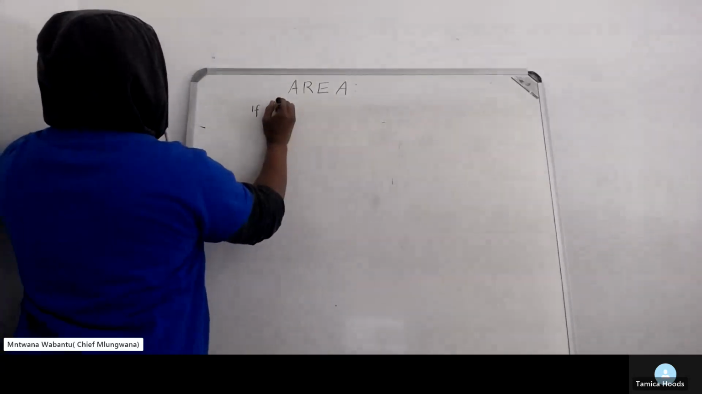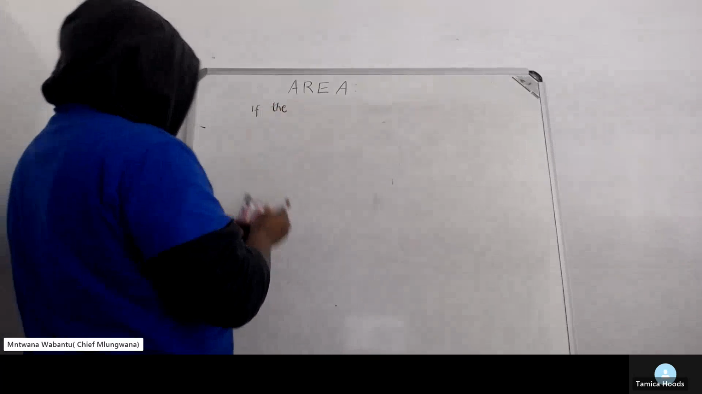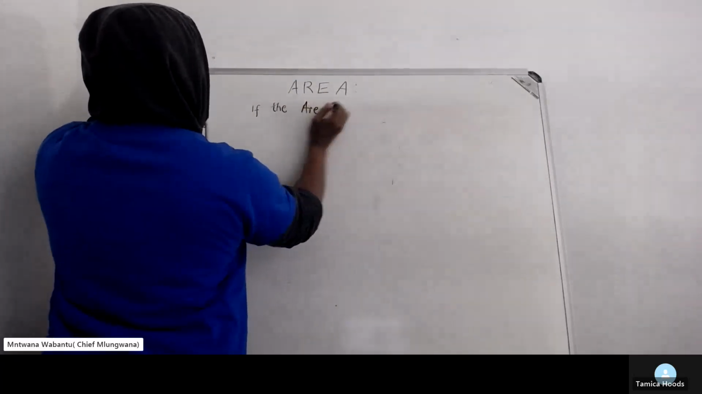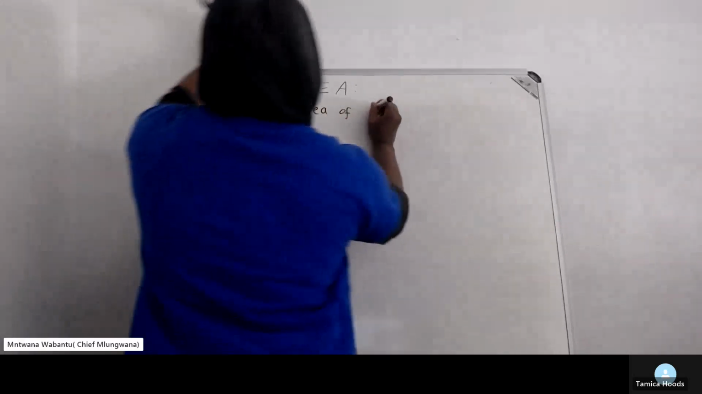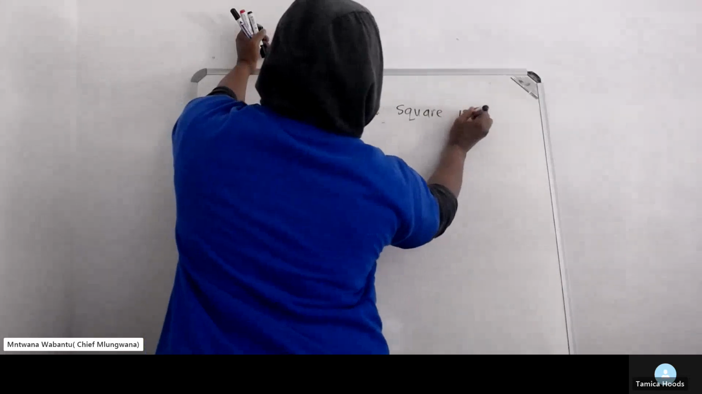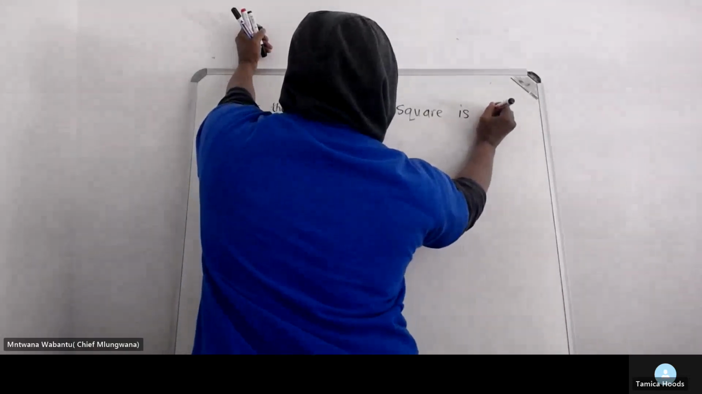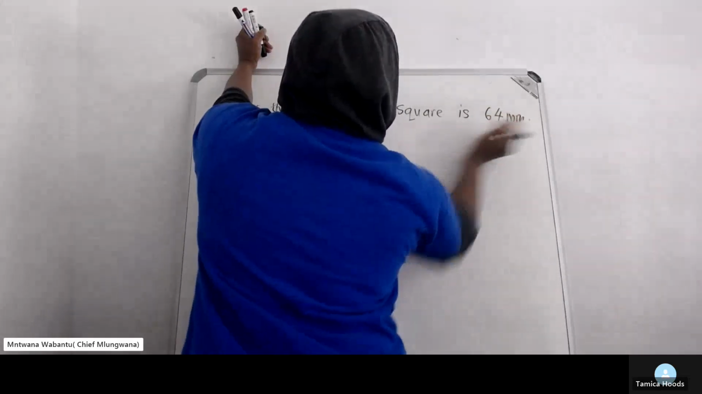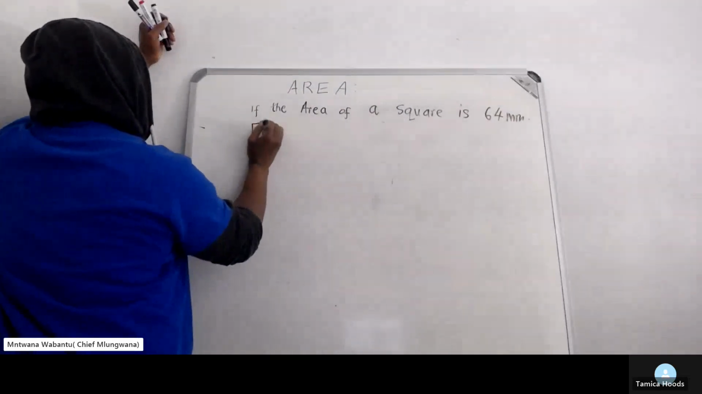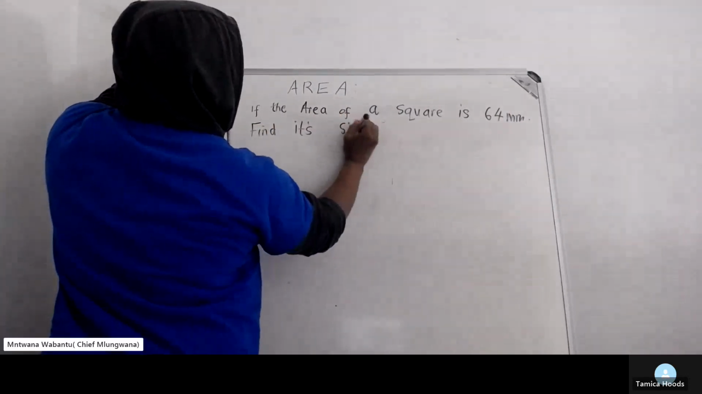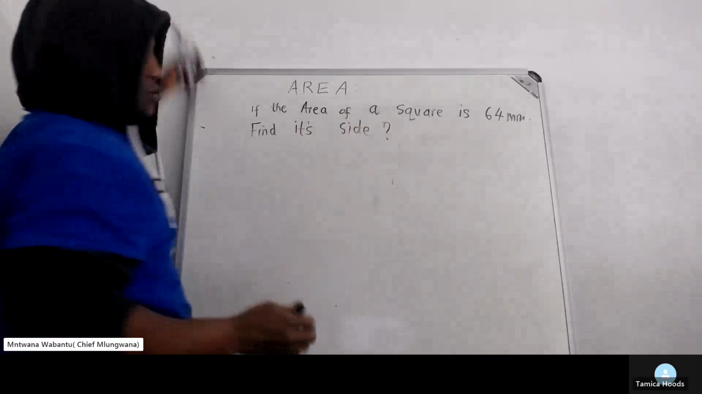If the area of a square is 64 millimeter, find the side of a square. Find its side. Okay, now talk to me.